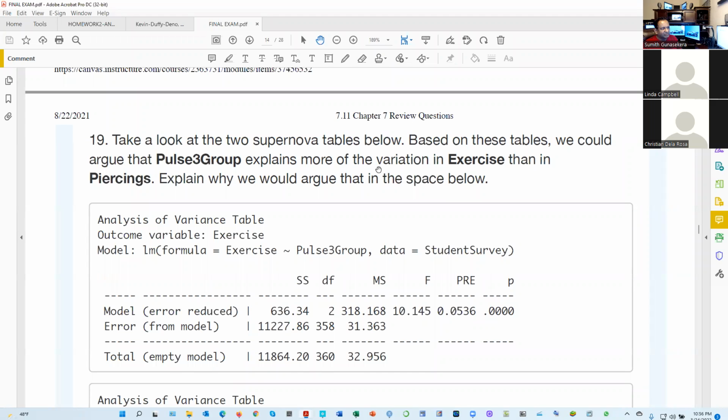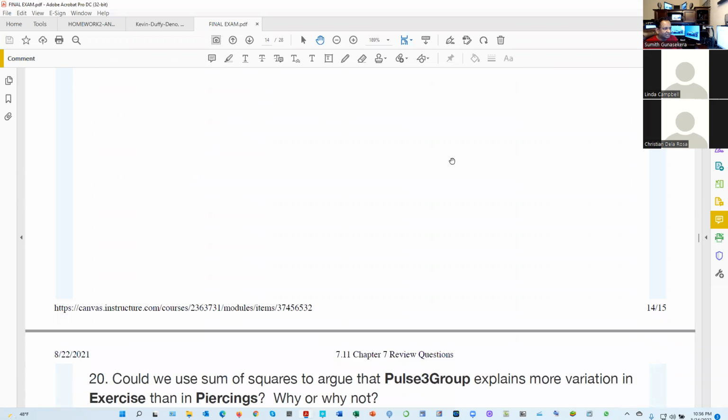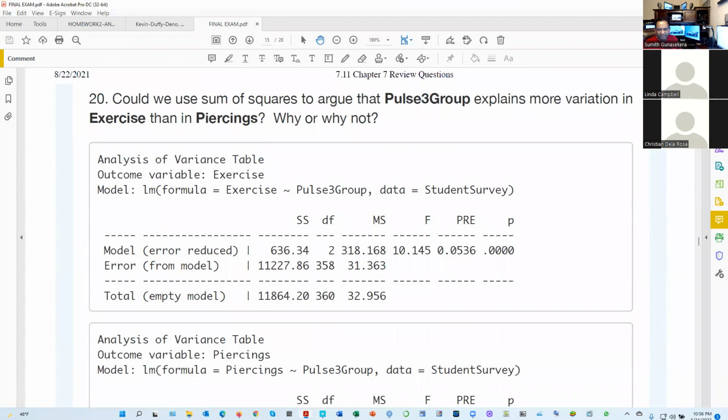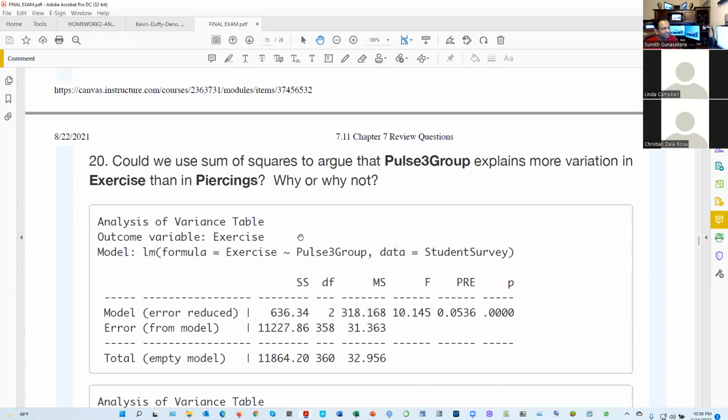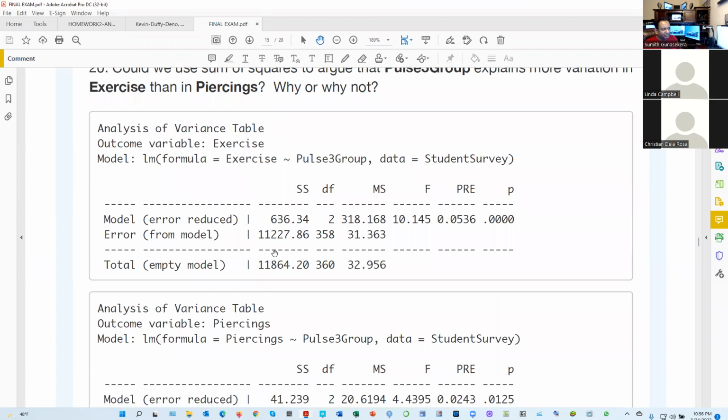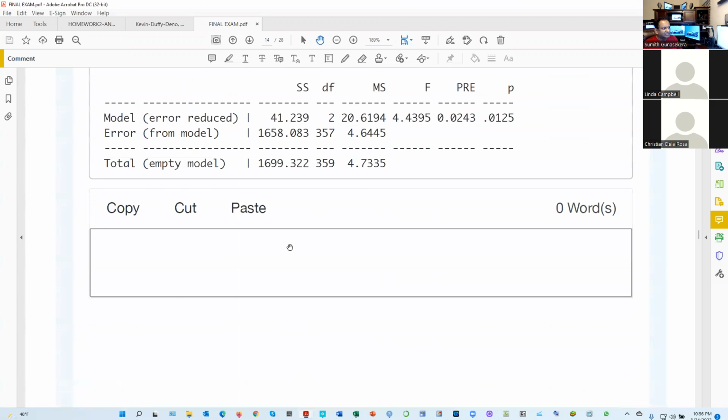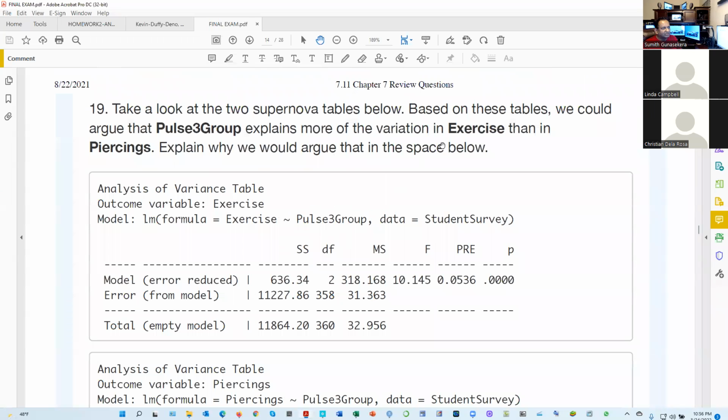You explain that one. Now number 20 again: could we use the sum of squares to argue that the pulse 3 group explains more variation in exercise than in Pearson? Why or why not? Now we're asking about whether we could use the sum of squares. What does sum of squares mean? Here it could mean sum of square total. But they are referring to more variation, which means SSE, SSR, sum of square regression.